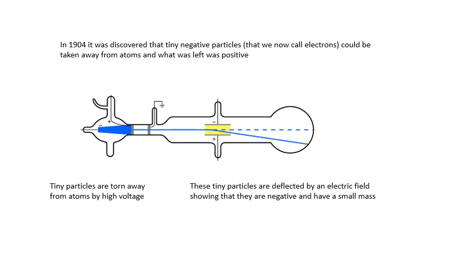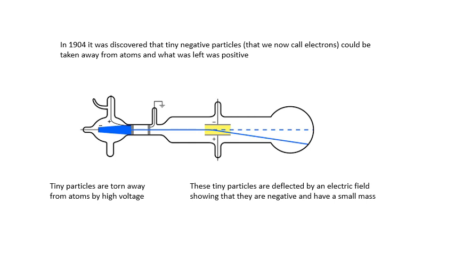Now, in 1904, a guy called Thomson did an experiment, and he discovered that you could take away tiny little negative particles from atoms, and what you were left with was positive. This basically means that atoms are made of positive and negative stuff. Tiny little particles which have a very, very small mass, which we call electrons. And when you take them away from atoms, you're left with positive stuff.